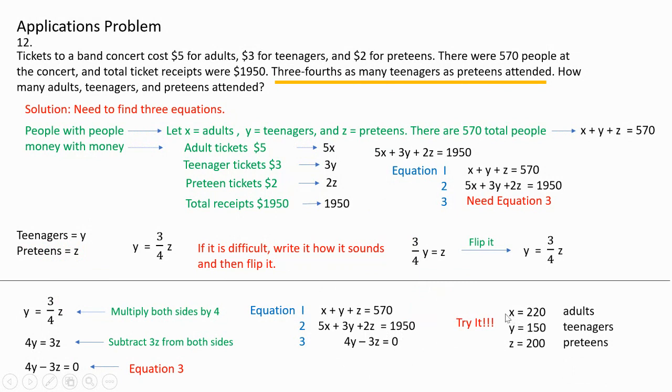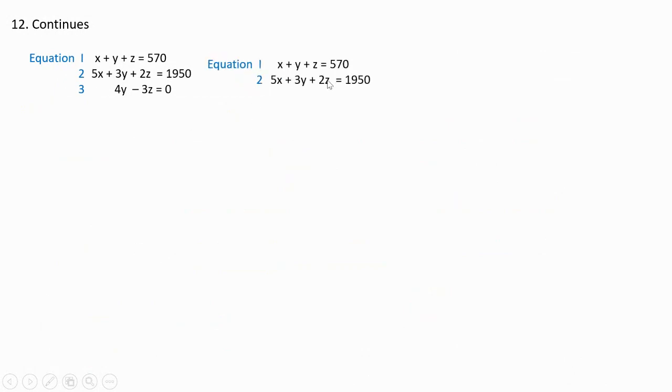You can try it using the Gauss-Jordan method, but I'm going to do it using the three-step plan that I had, right? I'm going to use equations 1 and 2 and get rid of the x's. So I'm going to multiply equation 1 by -5. After I multiply -5 times every term, this is my result: -5x minus 5y minus 5z equals -2,850. Then we add it to equation 2. This is my result: -2y minus 3z equals -900. So that's my new equation 2.